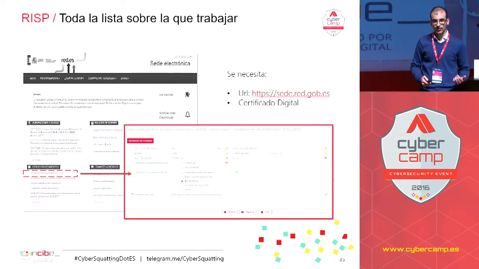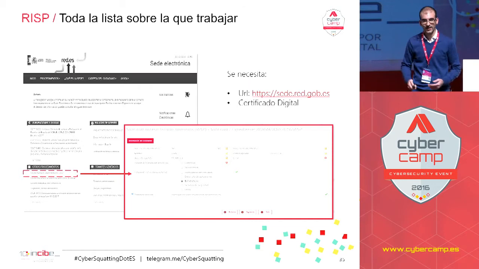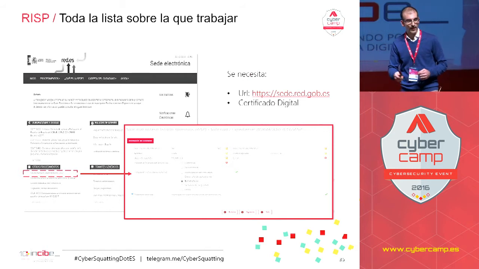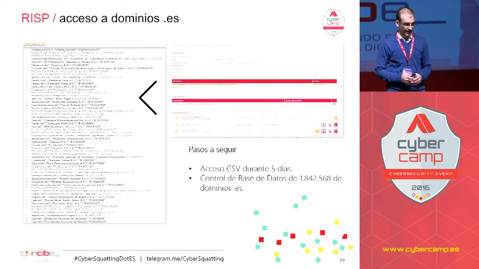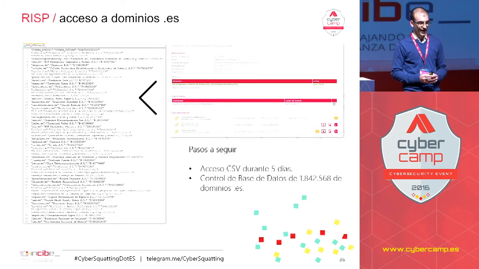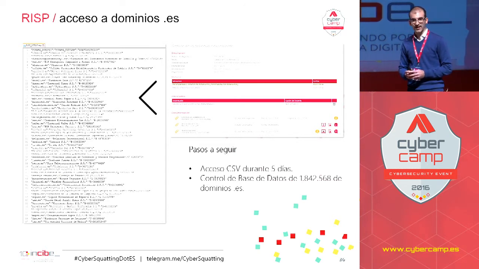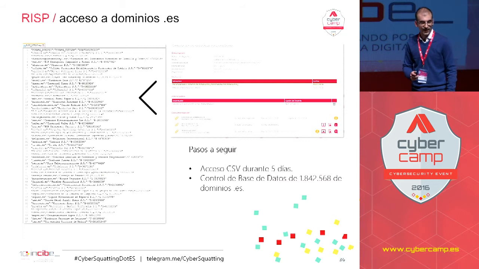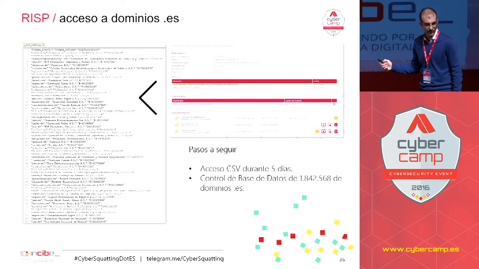Then, as I said, there was some limitation to the previous mode, but with RISP we can download the whole database and play around with it. Same here, same URL, and we need a digital certificate. You fill in the form, you mention that you are going to run some tests to gather stats, and you go ahead. When you're on the portal, and once the request has been granted and accepted, we will get a CSV file, only available for 5 days. After 5 days it will be disabled and no access granted. The database itself has around 1.8 million domains total.